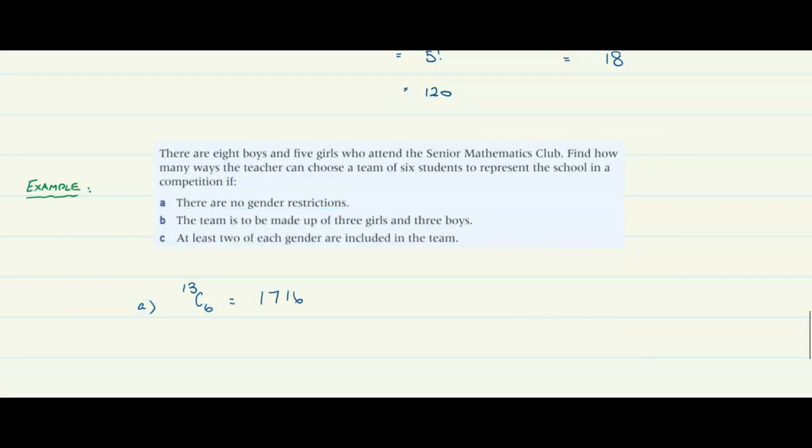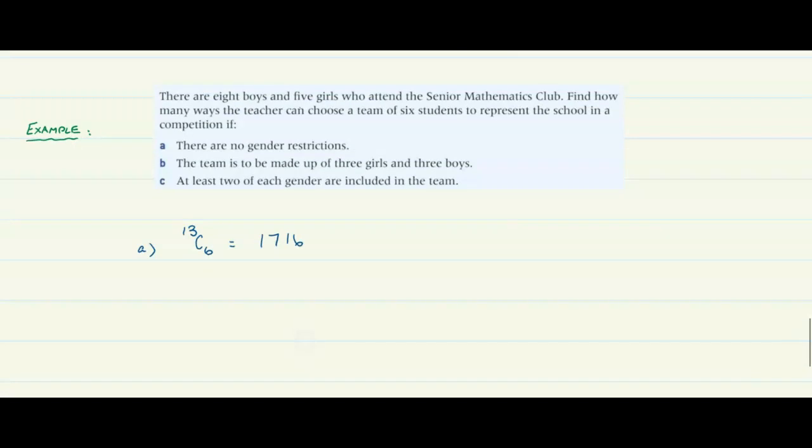1,716. Okay, now in part B, things change a little bit. We get some conditions. We now do want an equal number of boys and girls. So we want 3 boys and 3 girls. So in this case, now we've got 8 boys, so we look at the 2 subsets. From those 8 boys, we want to select 3. Again, order doesn't matter. And from the 5 girls, I need to select 3.